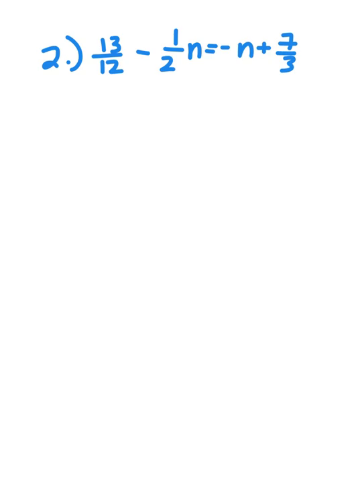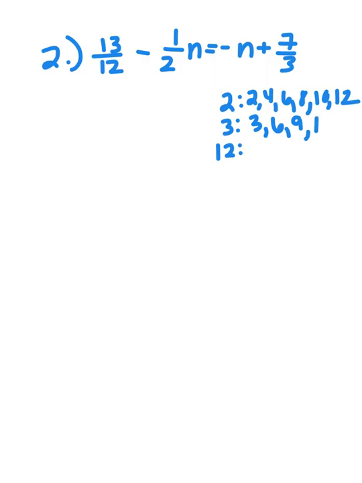So this is number 2 on page 13, and I want to clear my fractions, so I'm going to look at my denominators of 2, 3, and 12 to figure out what the LCD is. So I list the multiples of 2, and the multiples of 3, and the multiples of 12. And the smallest one that they all have in common is 12.